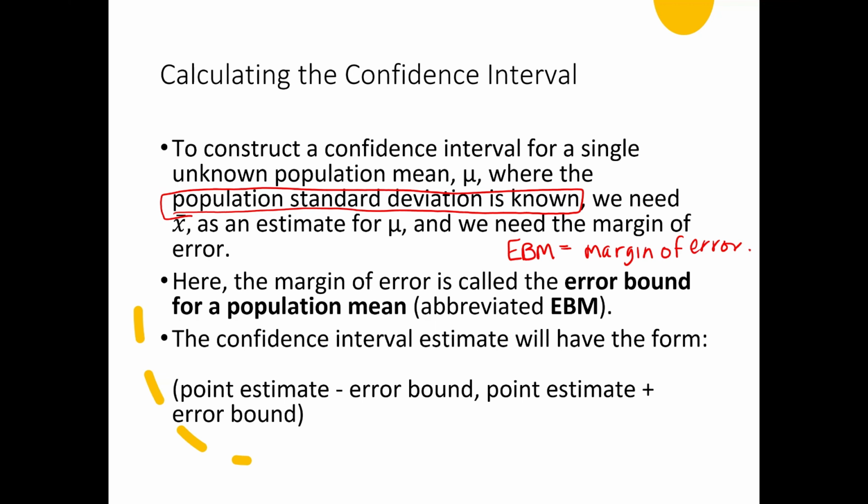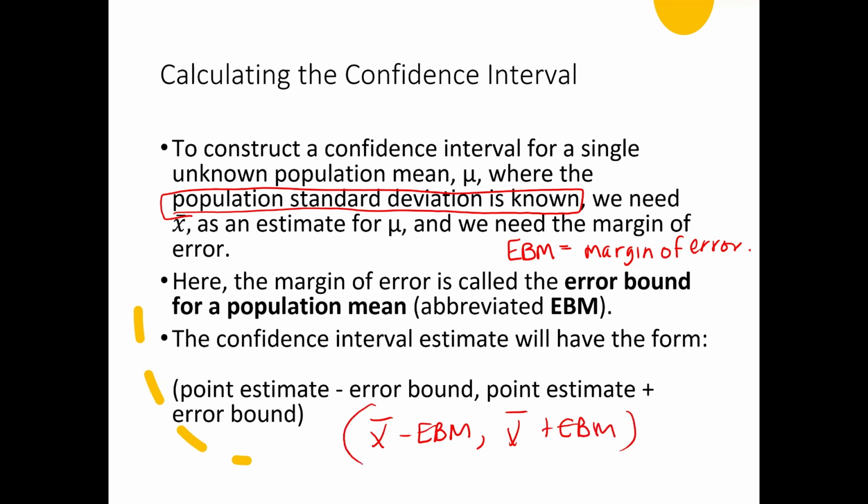The confidence interval estimate will have the form: the point estimate, which is the sample mean, minus this error bound of the mean, to the sample mean plus the error bound of the mean. So it's going to be an interval from X bar minus the EBM to X bar plus the EBM.